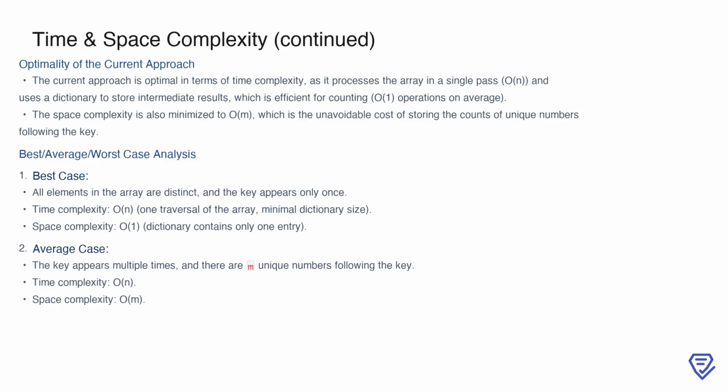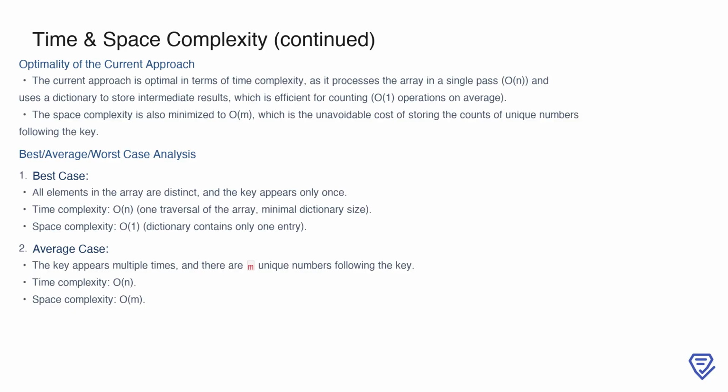By traversing the array only once, the algorithm achieves O(n) time complexity. Using a dictionary for intermediate results allows for efficient counting operations, with each insertion and lookup taking O(1) on average. The space complexity is reduced to O(m), which is the unavoidable cost of storing counts for unique numbers following the key. Considering the best, average, and worst cases, the algorithm's performance remains consistent. In the best case, the key appears only once, and all numbers in the array are distinct. This results in O(n) time complexity, with minimal dictionary usage leading to O(1) space complexity.